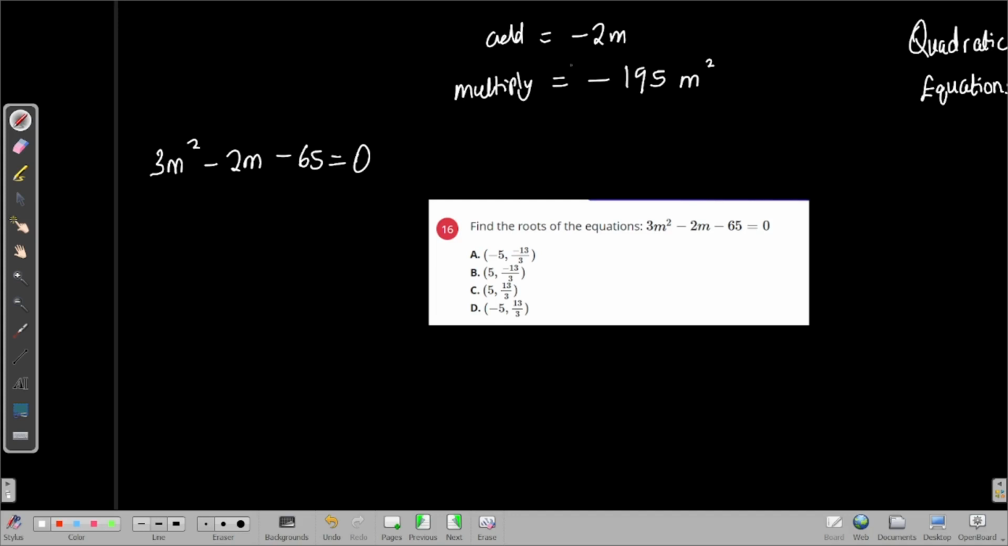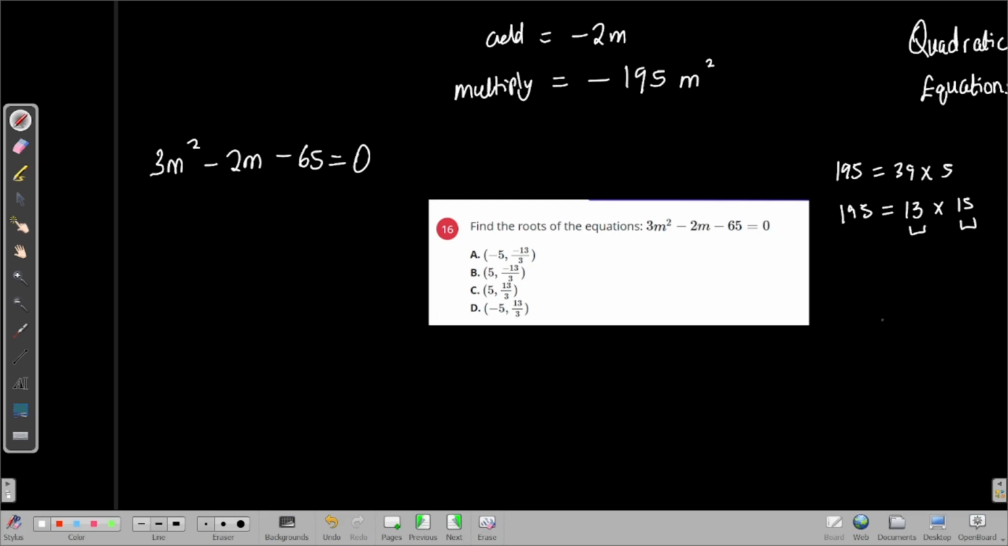195 is divisible by 5. 195 is equal to 39 times 5, but 39 and 5 cannot give us 2. There's no way 39 and 5 will give us 2. Let me try 15. 195 divided by 15 is 13. Okay, so 195 is equal to 13 times 15. Can 13 and 15 give us 2? Oh yes, 13 and 15 can give us 2.